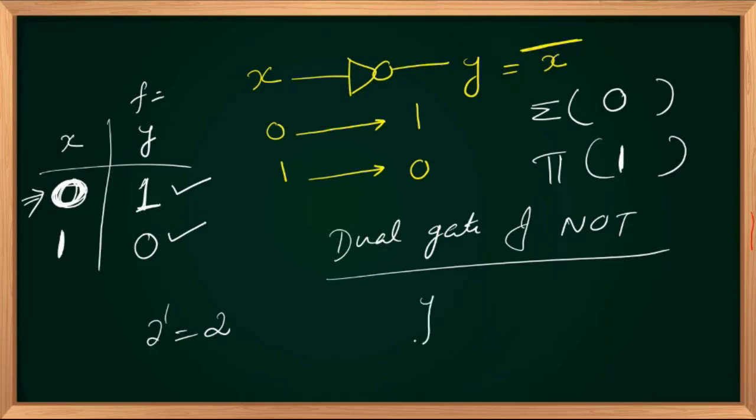NOT gate is expressed as y equal to x complement. What is the dual expression of this? It's not a buffer. That is wrong. How to take the dual of this expression? Look at this expression. How to take the dual?